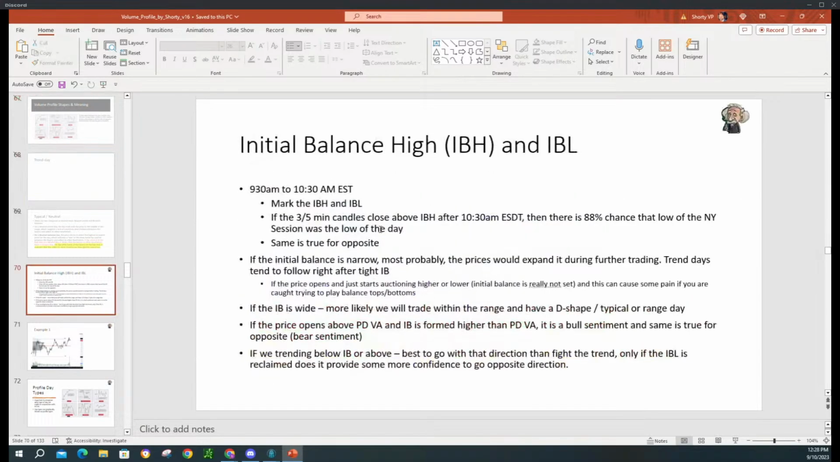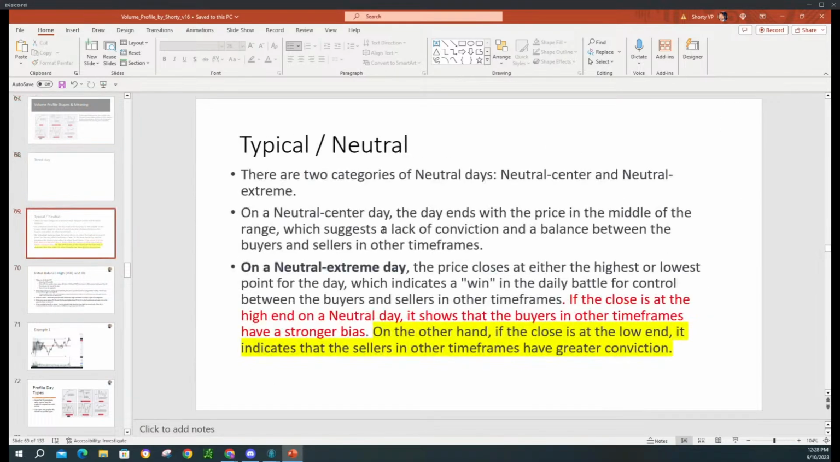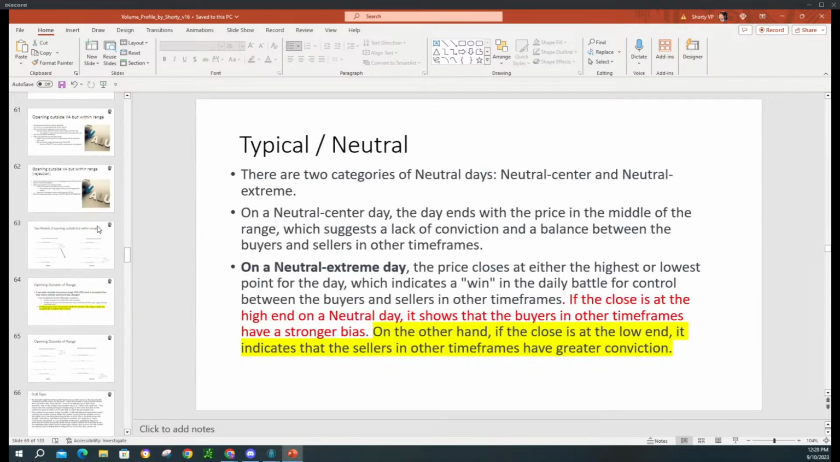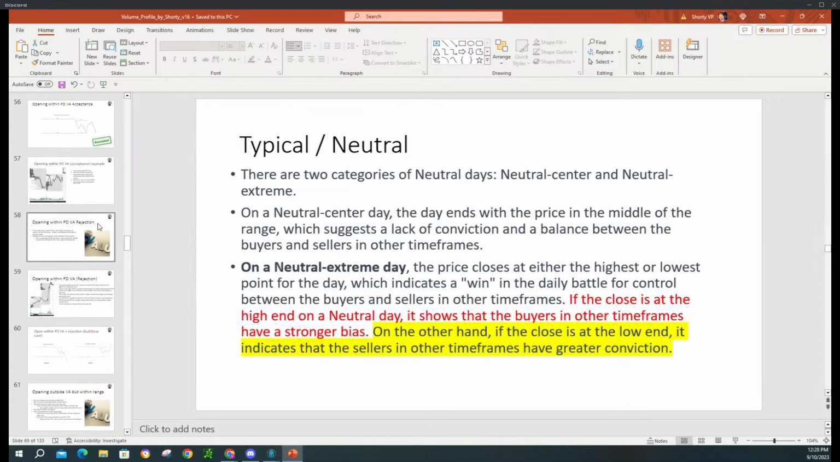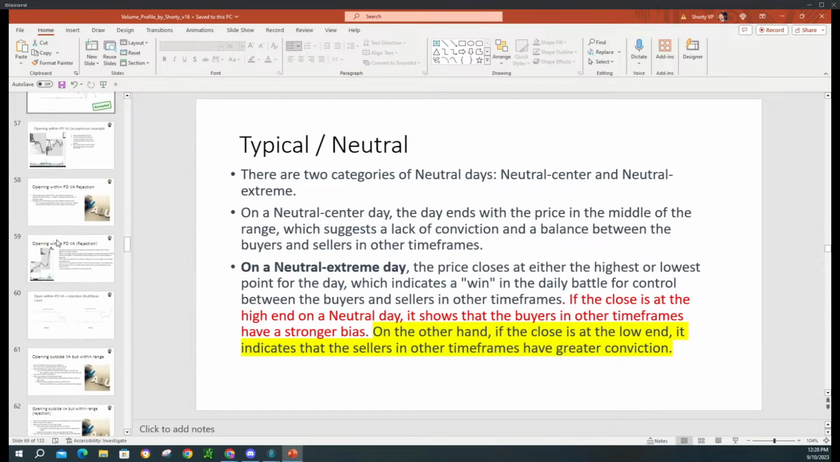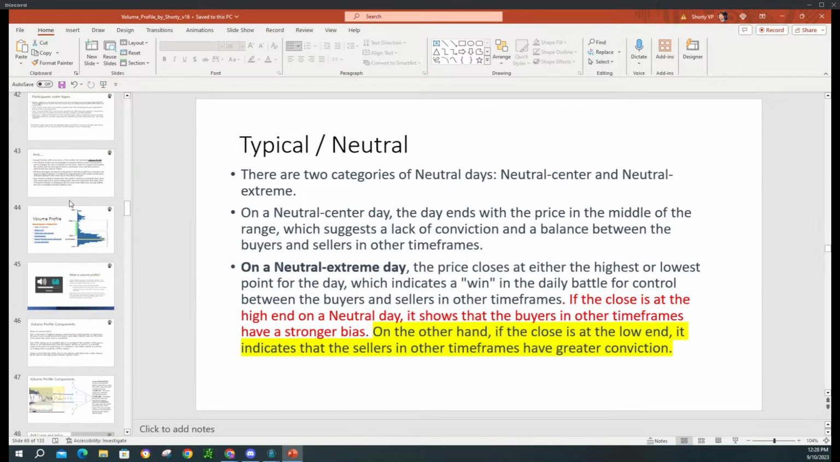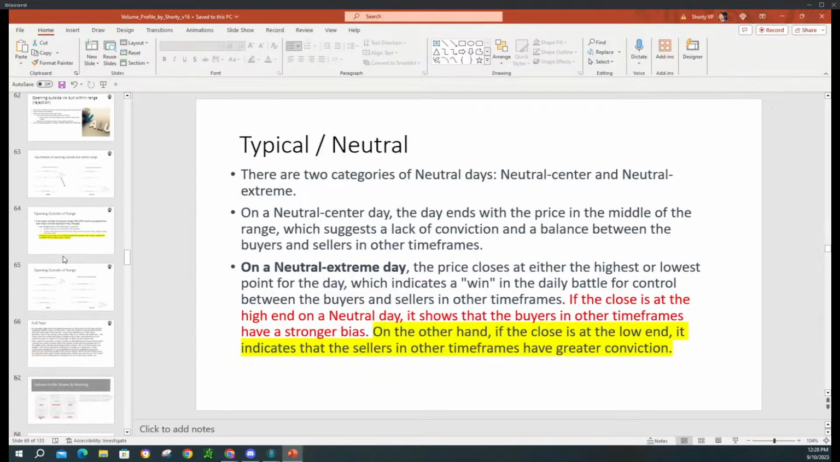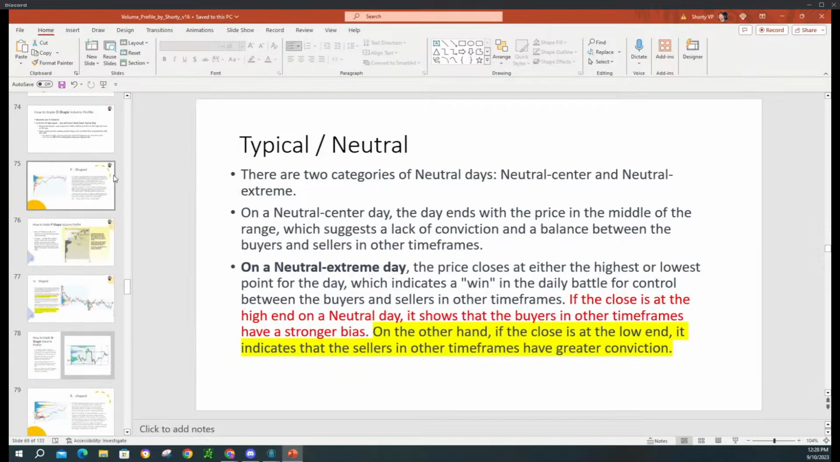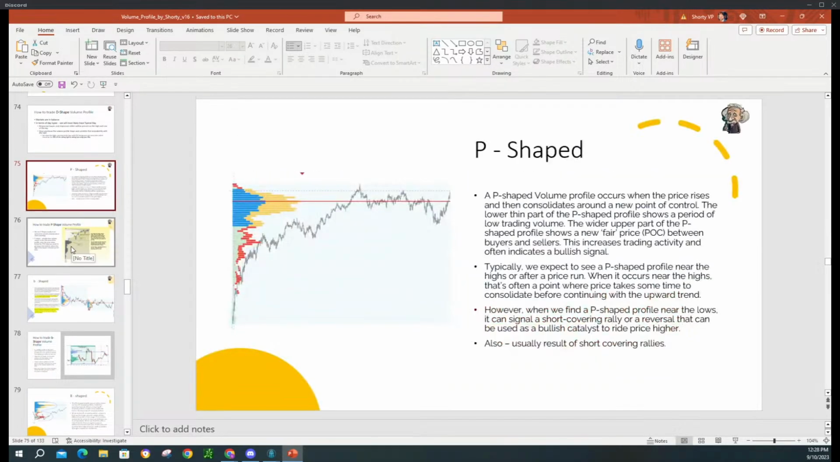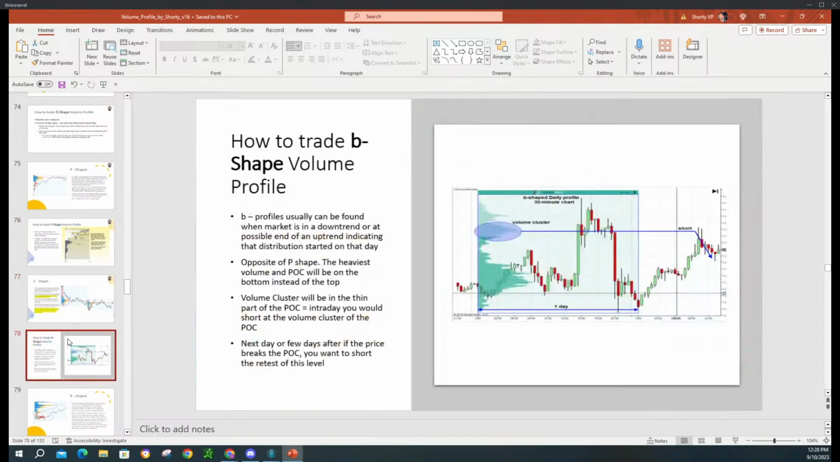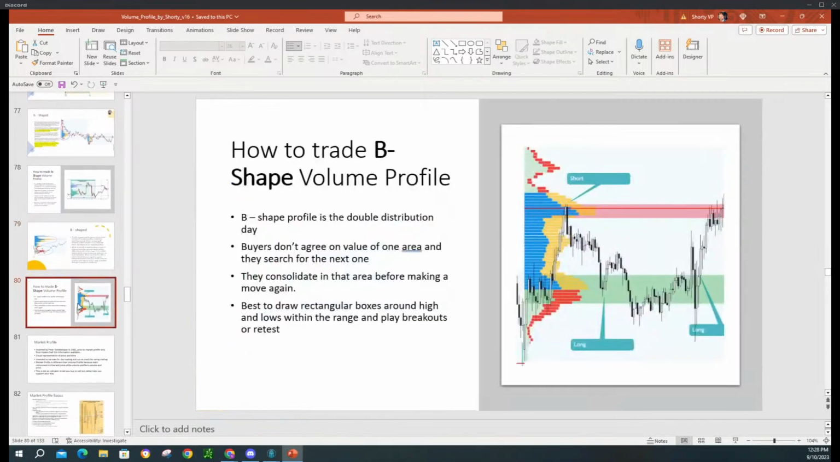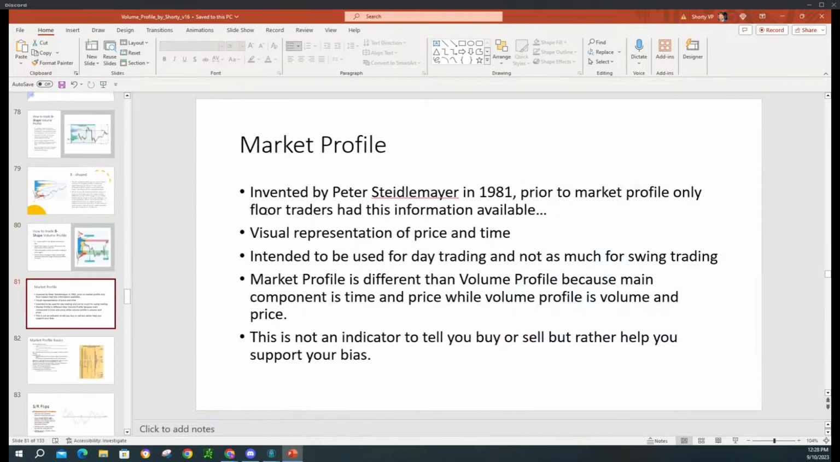Any questions on this? Does that make sense, at least on the shapes? I don't want to read too much of the PowerPoints. I'm giving you live lectures instead of going through each one and explaining profile by profile. Everything I said for each one of these is here: P shape, how to trade them, B shapes, how to trade them. Any questions so far on the shapes? No. All right, good.